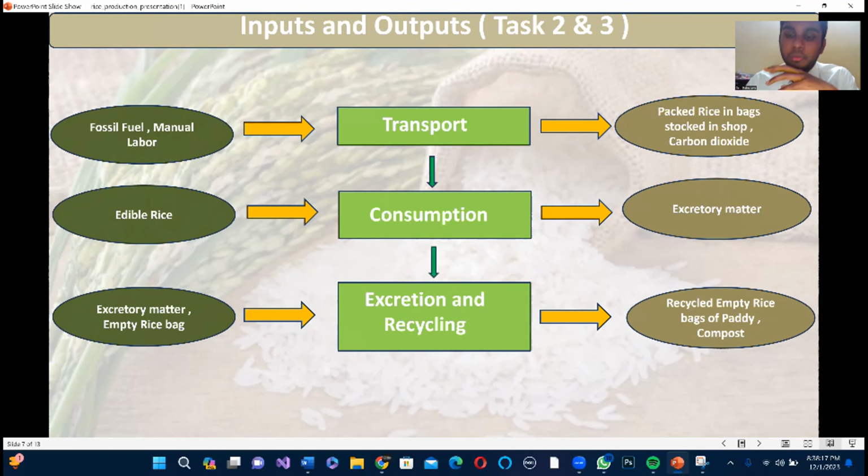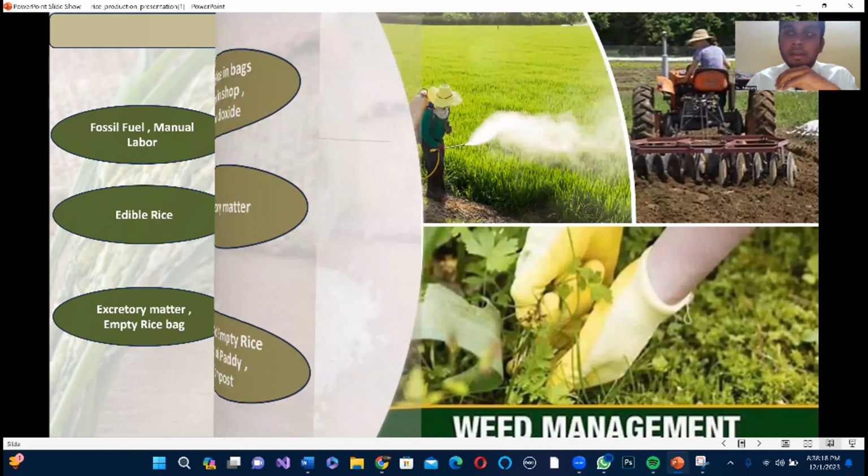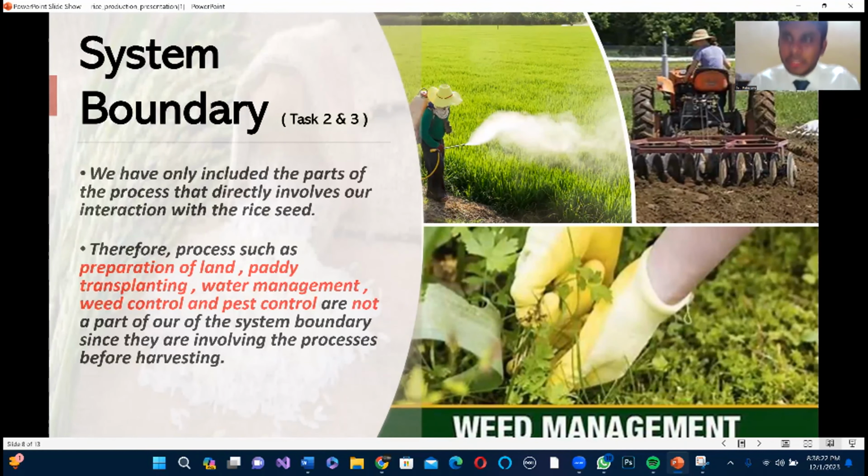Now, I'll be moving on to explaining our system boundary. So we have only included the parts that directly involve the rice seed. So processes such as preparation of land, paddy transplanting, water management, weed control, and pest control are not a part of our system boundary, since they are involving the process before harvesting. So it doesn't directly relate to the seed of rice.